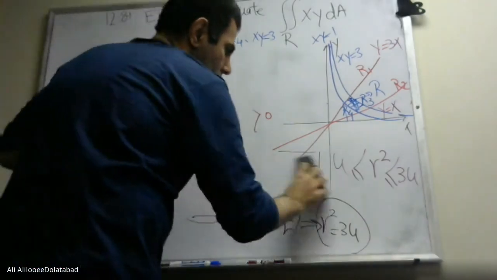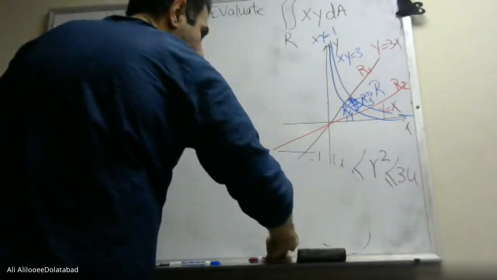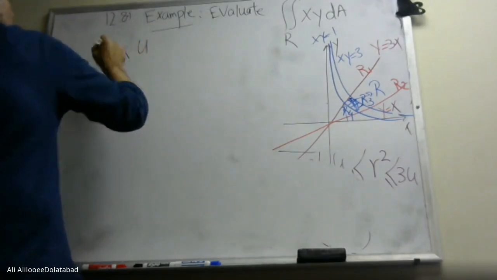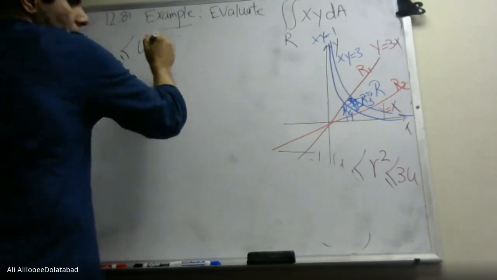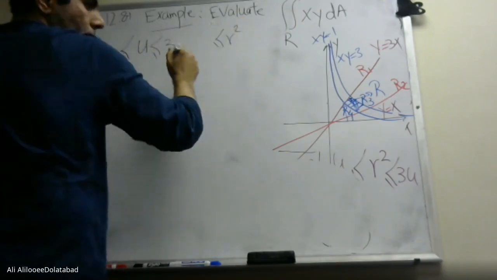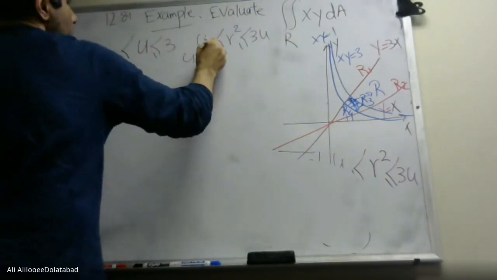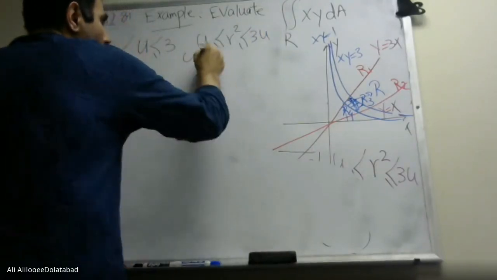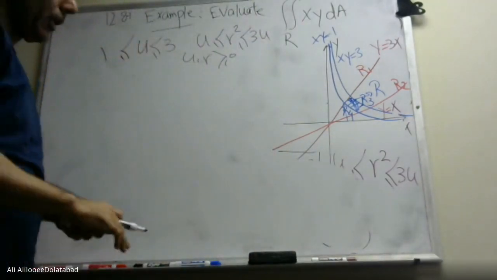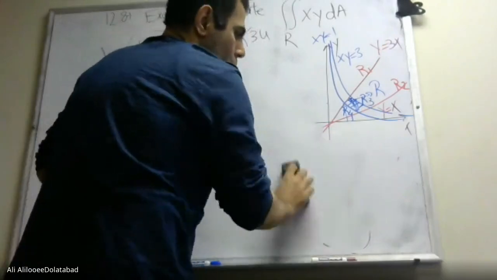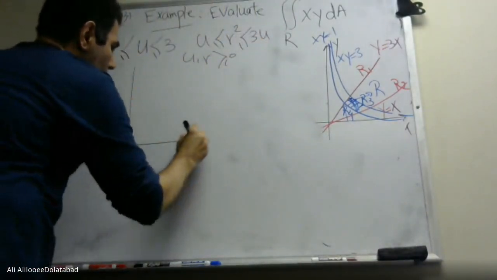By using my calculation, I got these bounds: u is between 1 and 3, v squared is between u and 3u, and u and v are positive. These are what I concluded. So now we are ready to graph them on the UV plane.